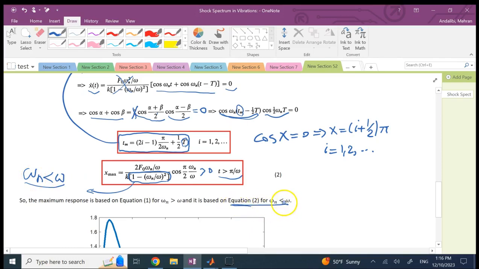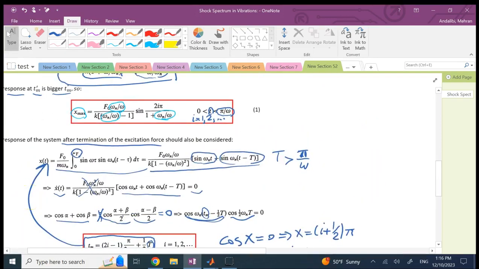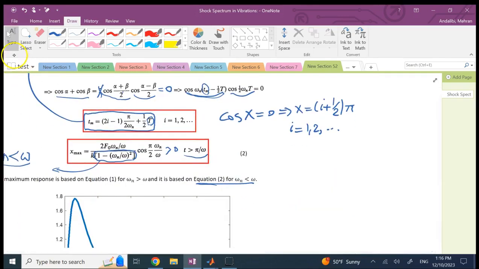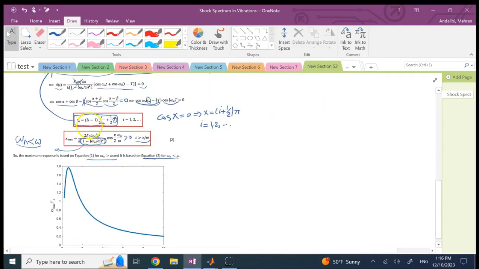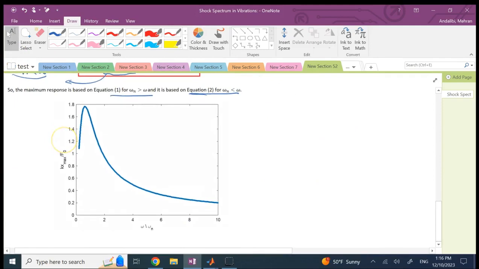Okay, but if you look at equation 1, when can this x max in general be positive? Well, if you look, this term here should not be negative, and that happens when omega n is bigger than omega, or omega is less than omega n. So use equation 1 when omega is what? Less than omega n. And if you combine equations 1 and 2 for those two ranges of frequencies, then you will get what? You will get this plot.